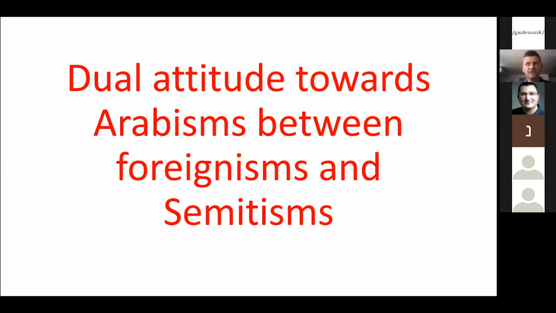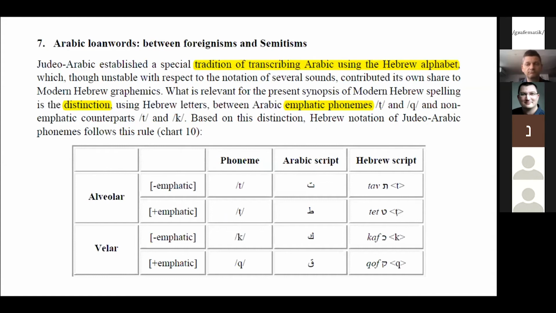Now, what happens when it comes to spelling Arabisms in Hebrew? Well, here's the thing. It can behave either way. People might be spelling Arabisms as foreignisms, whereas educated loans would spell them as Semitisms. So they would have some etymology within their spelling.